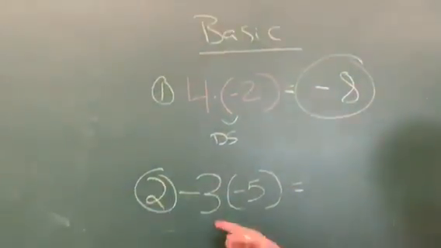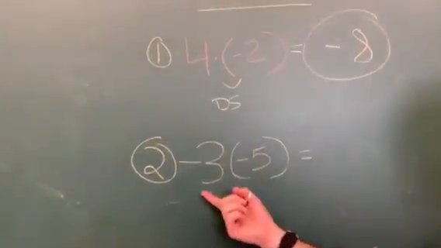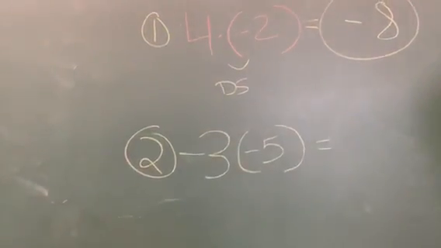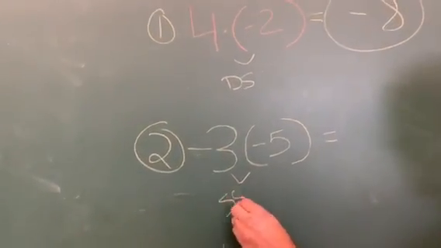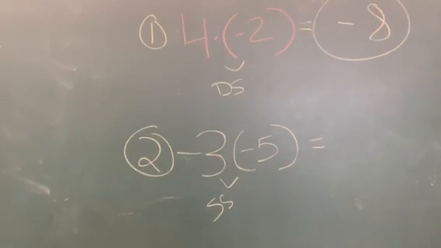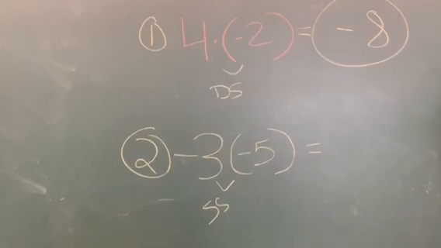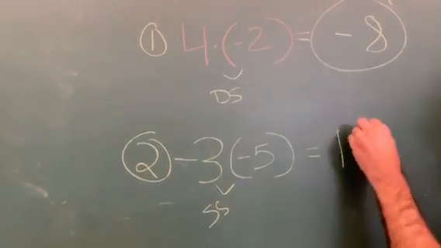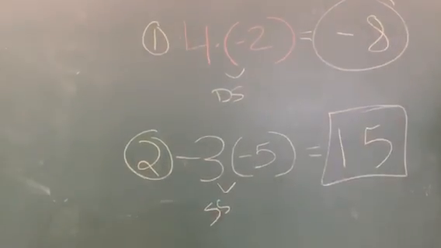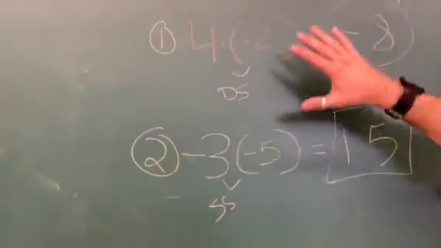Done. Example number 2. Negative 3 times a negative 5. I see that these are same signs. So my answer is going to be a positive. Positive, excellent. And 3 times 5 is 15. 15. So my answer is just a positive 15. Okay? So that's a basic way to use it.